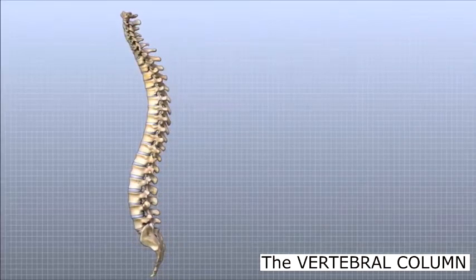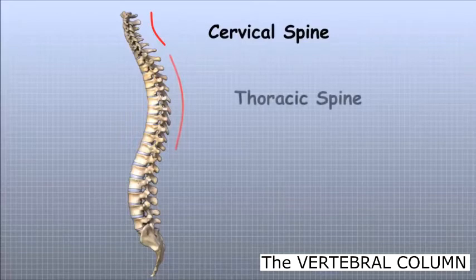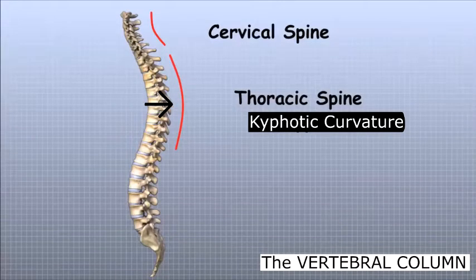From the side, the spine forms three curvatures. The neck region, called the cervical spine, curves slightly forwards, that is anteriorly. The mid-back or thoracic spine curves backwards, that is posteriorly. This outwards curve in the thoracic spine is called the kyphotic curve.